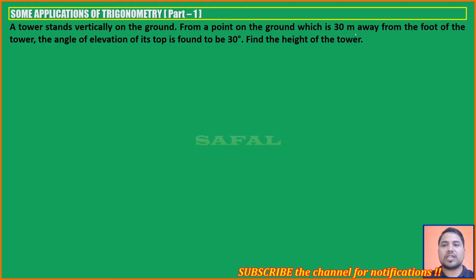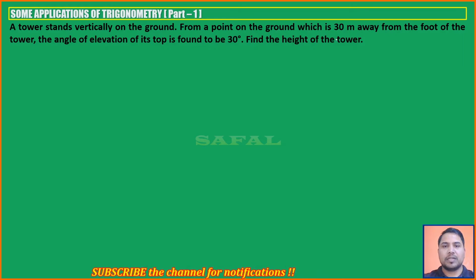From a point on the ground which is 30 meters away from the foot of the tower, the angle of elevation of its top is found to be 30 degrees. So find the height of the tower. In this type of question, the first thing you have to do is visualize the situation.